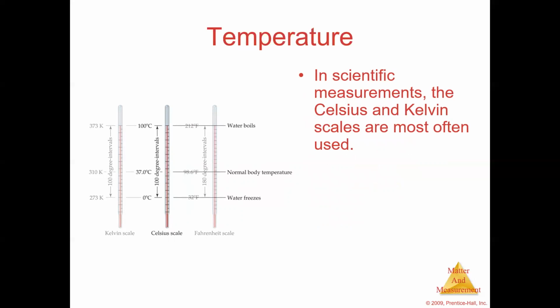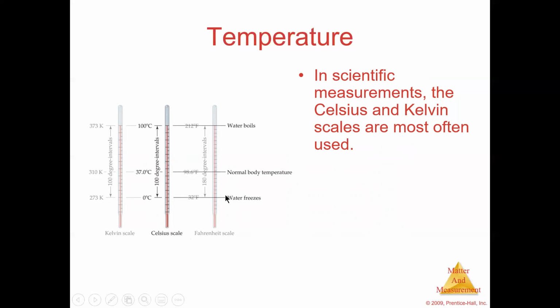So in scientific measurements, Celsius and Kelvin scales are most often used. We tend to stay away from Fahrenheit. Why do we like Celsius? It has 100-degree intervals in reference to water's boiling and freezing. At 0 degrees Celsius, water will freeze. At 100 degrees Celsius, water will boil. You do need to know that.